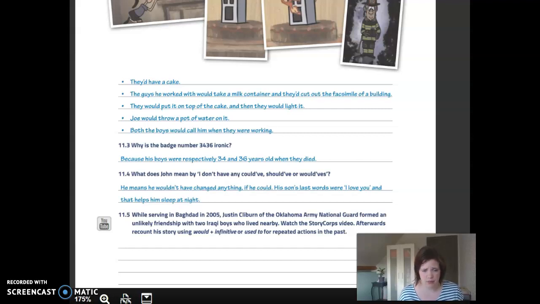Question 11.3, why is that badge ironic? Or the badge number 3436? Because the boys were respectively 34 and 36 years old when they died. And what does John mean by I don't have any could've, should've, or would've? Means that he wouldn't have changed anything if he could. His son's last words were, I love you, and that helps him sleep at night. There is no doubt about things that happened or things he could have done differently.